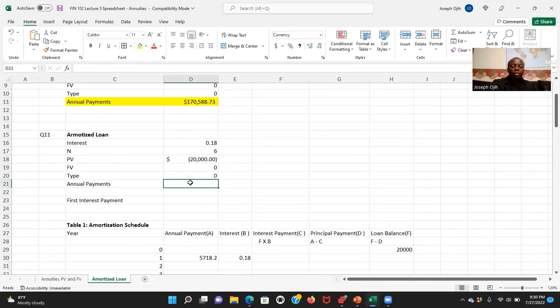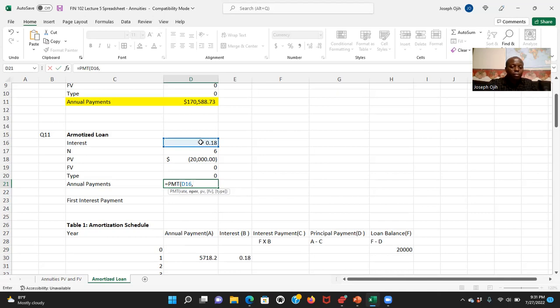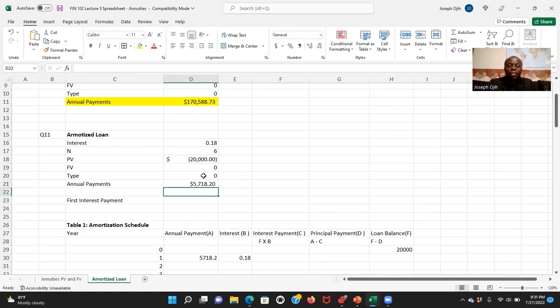So the annual payment now becomes equals payment, PMT. The rate is 18%, comma. The number of periods, this is from here, is 6 years, comma. Present value, the amount you borrowed, this, comma. Future value, 0, because there's no future value for you. And then you pay at the end of the year, so the type will be 0. You close the parenthesis, press the enter key, and it gives you $5,718.20.